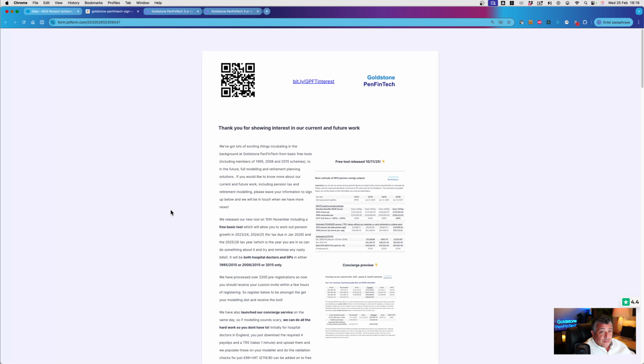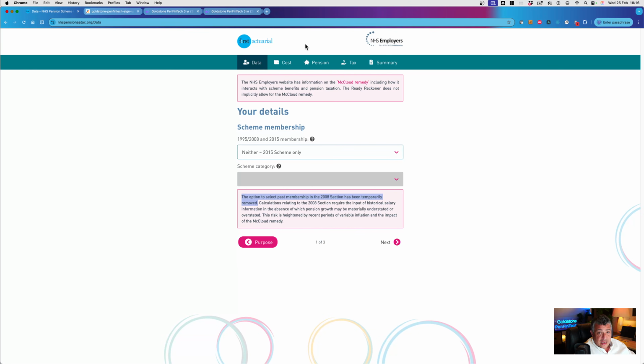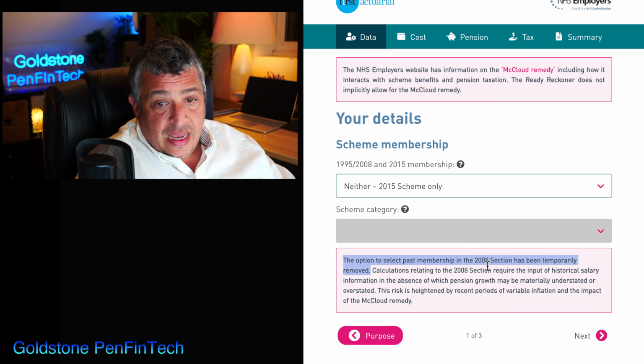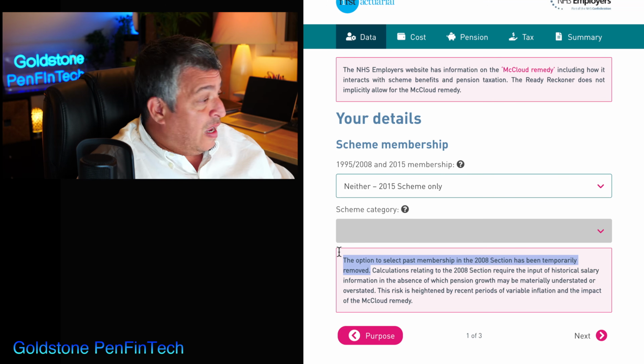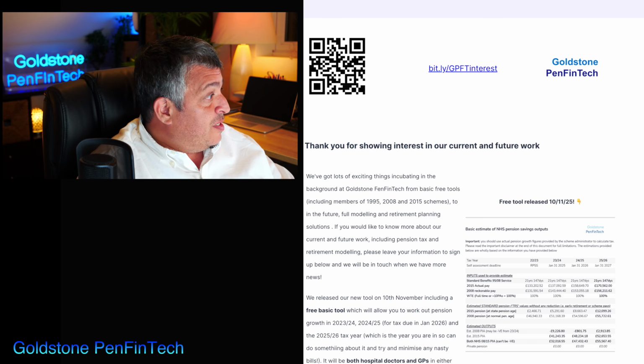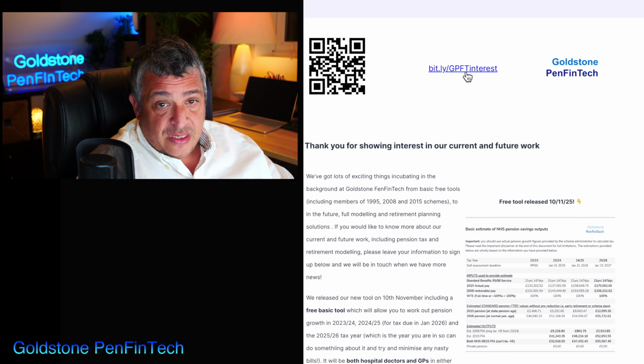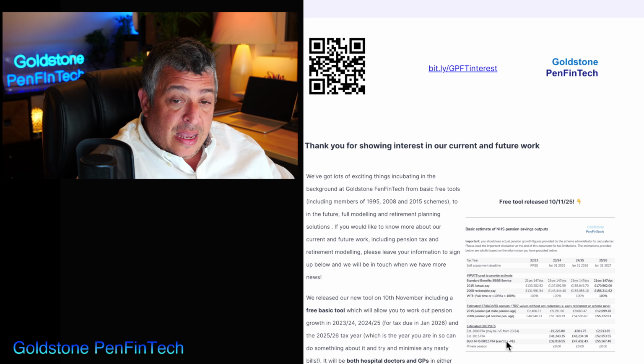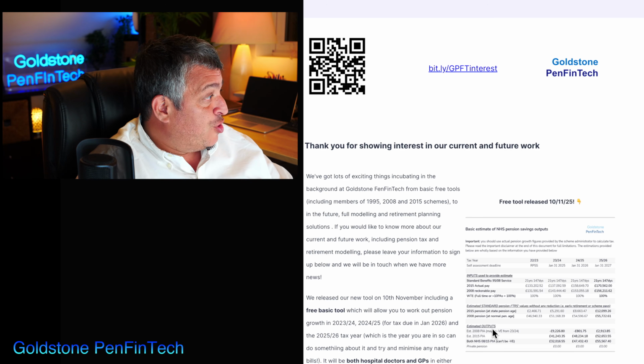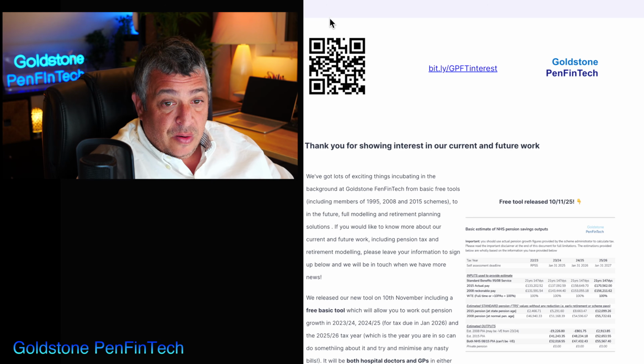So just going back to the various modelers, as I said, First Actuarial and NHS Employers have got a modeler. Unfortunately, they still aren't doing 2008 pension modelling, which has been temporarily removed after we let them know that the output of that was incorrect versus our modelling. But if you're just after pension growth, you can use my modeler, bit.ly/GPFT interest, completely free to get just your pension growth. But I'm just going to show you some premium features now from the modelling.